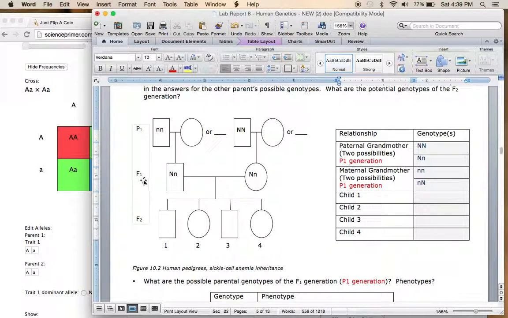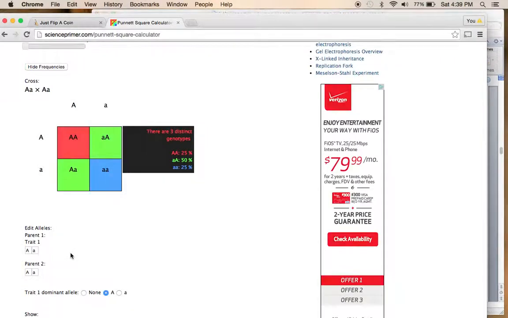So if the parents, which are the F1 generation, are heterozygous, then we know that there are four possible outcomes, or four possible variations for the genotypes of the children. And just like when we were doing the normal Punnett square crossing two heterozygous individuals, you get these four options. Two of them are the same, because two of them are heterozygous.